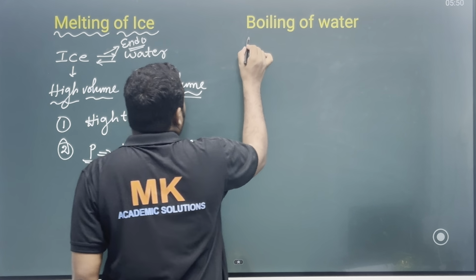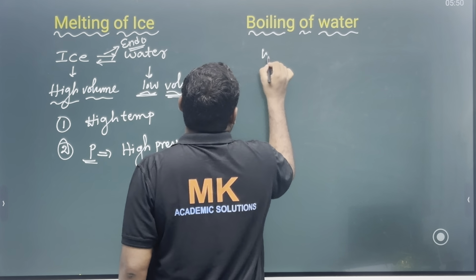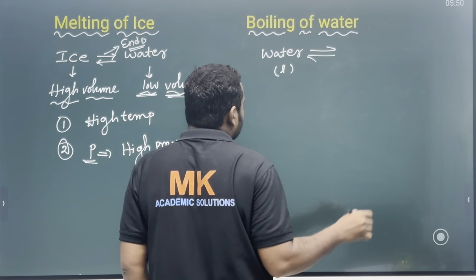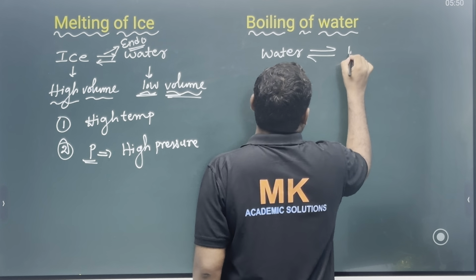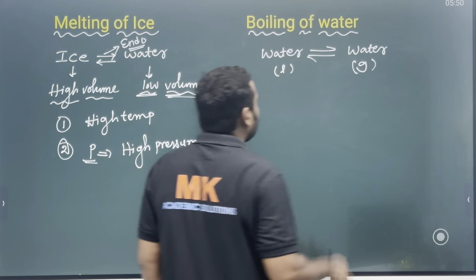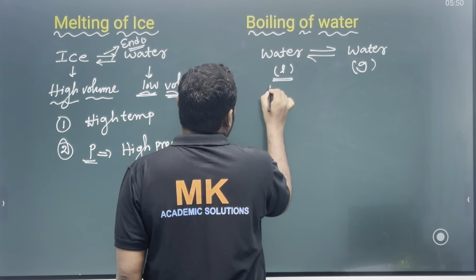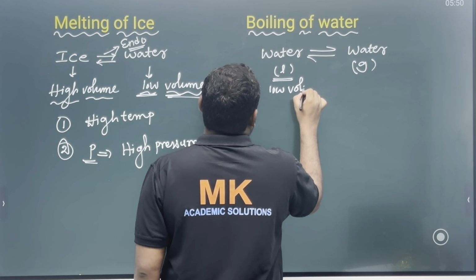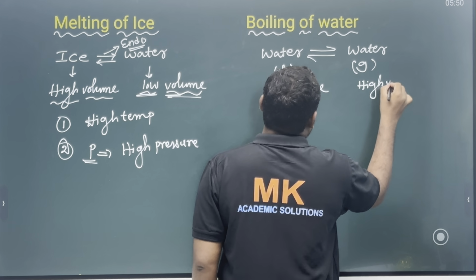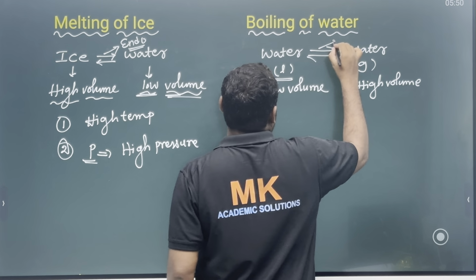And next, coming to the boiling of water. Boiling of water means water in the liquid state and water in the gaseous state. Here water in the liquid state has low volume, and water in the gaseous state has high volume, same amount only. And here the forward process is again endothermic.